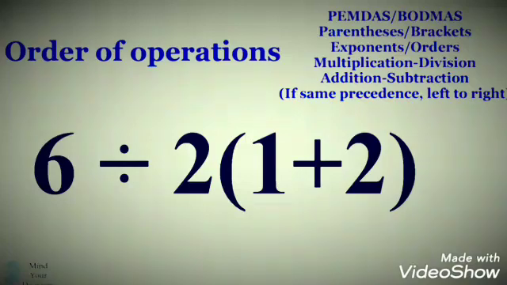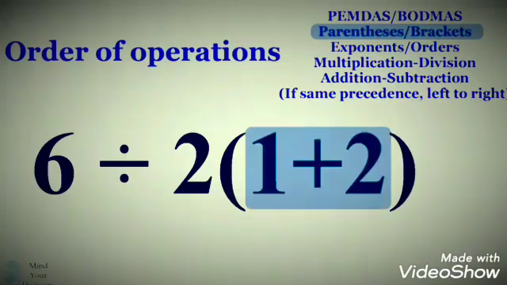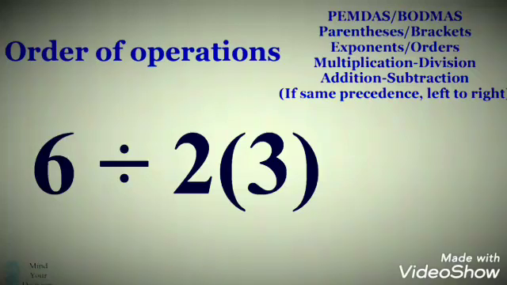The first step of the problem has no controversy. This expression contains a parenthetical expression which must be evaluated first. 1 plus 2 is inside the parentheses, so we'll evaluate 1 plus 2 to get 3. Now the question is what to do next.